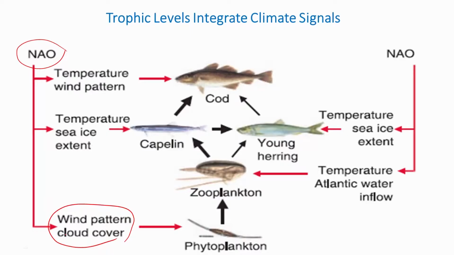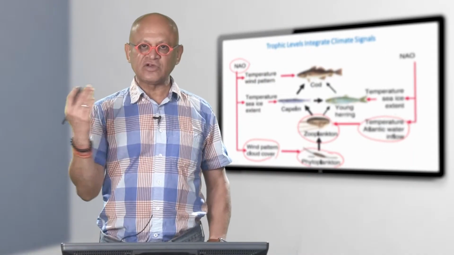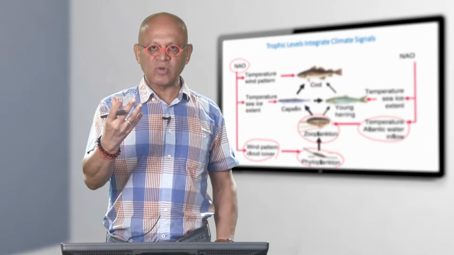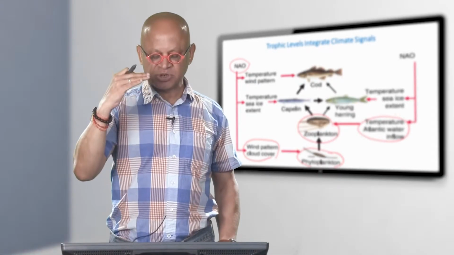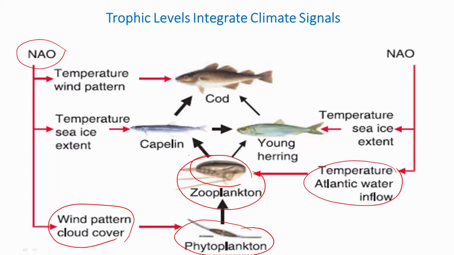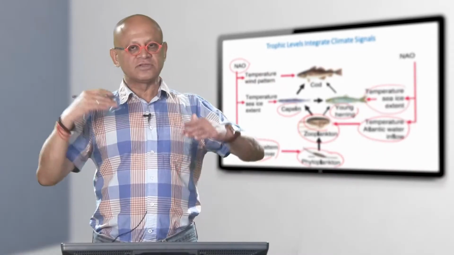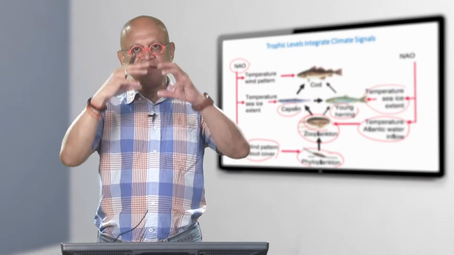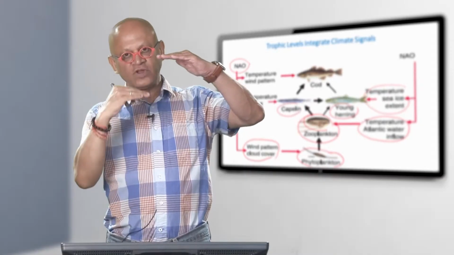So, when you change wind pattern and cloud cover, photosynthesis and phytoplankton change in the ocean, and that affects the zooplankton which eat the phytoplankton. The zooplankton are also directly affected by the temperature and the salinity of the water that is coming in, because their own metabolic rate depends on the changes in the temperature. The zooplankton supply affects the fish like capelin and young herring, and they themselves are also affected by changes in temperature and sea ice extent. So, each level is being affected by some climate change plus the food they depend on.